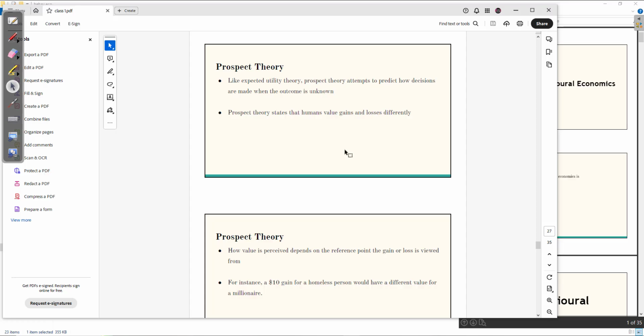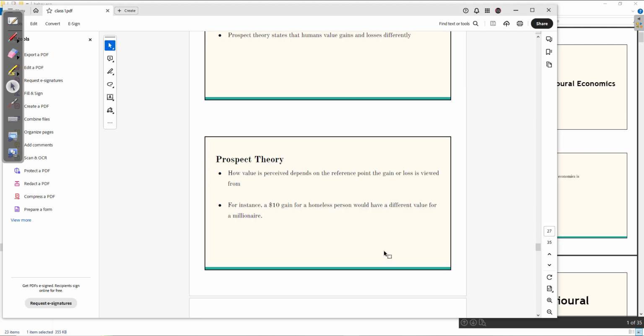Prospect theory, which is very important in behavioral economics. Just like utility theory, prospect theory attempts to predict how decisions are made when the outcome is unknown. Prospect theory states that humans value gains and losses differently. How you perceive a gain and a loss is different. How value is perceived depends on the reference point the gain or loss is viewed from.